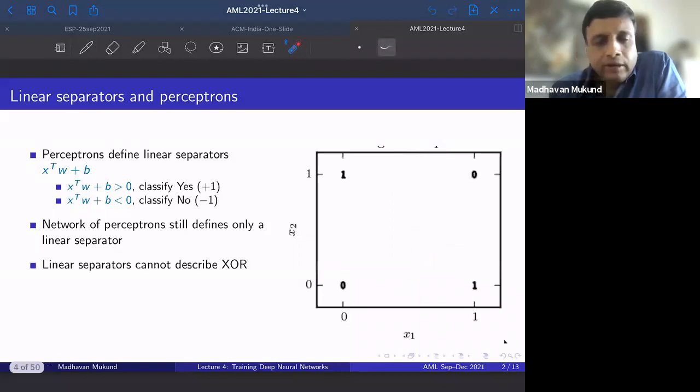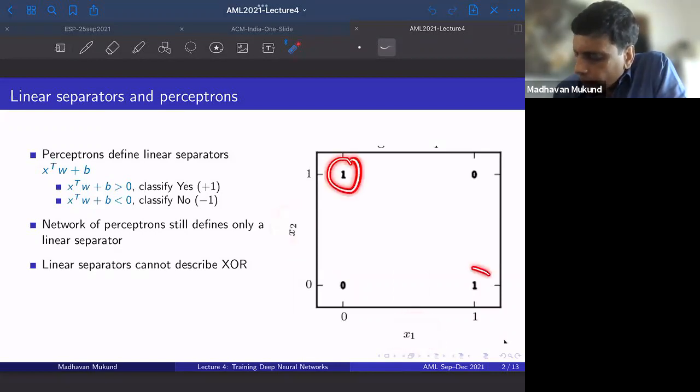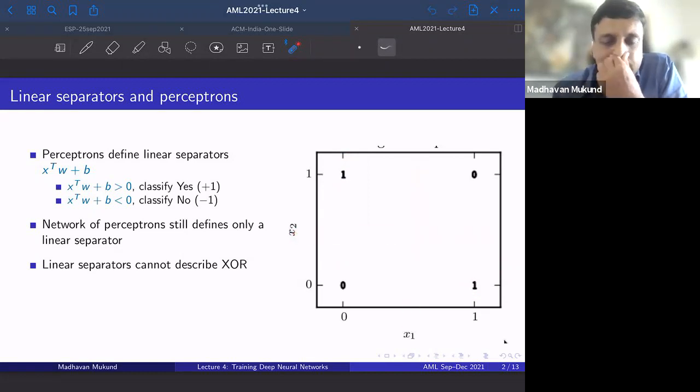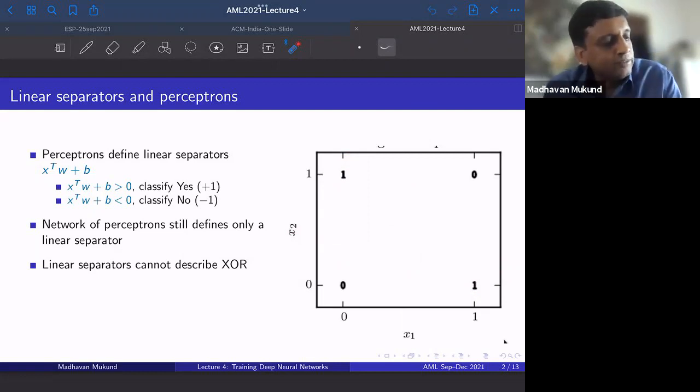In particular, there is this XOR or exclusive OR function, which says that I have two inputs X1 and X2, and I will output a 1 whenever the two are of opposite value. So either X1 is 1 and X2 is 0, or X2 is 1 and X1 is 0. Intuitively, you cannot draw a line which separates the zeros and the ones, but formally you can argue that it's not possible. So linear separators, unless you do some transformation in terms of kernels and these kinds of things, don't generalize to the kind of boundaries that we want.